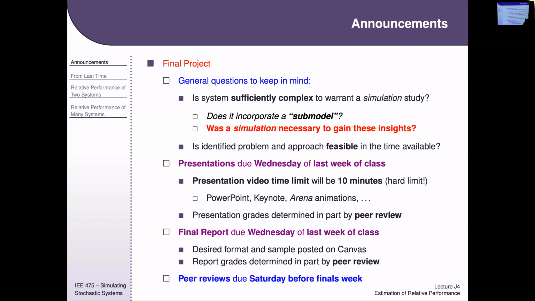Like, for example, you could switch between PowerPoint and your Arena model. You could actually run the simulation during the presentation. Or, in Arena, you can capture videos of your presentation and embed them into your presentation. So that's fine too. But it's up to you exactly the format of how you want to put things together and how you want to record it.